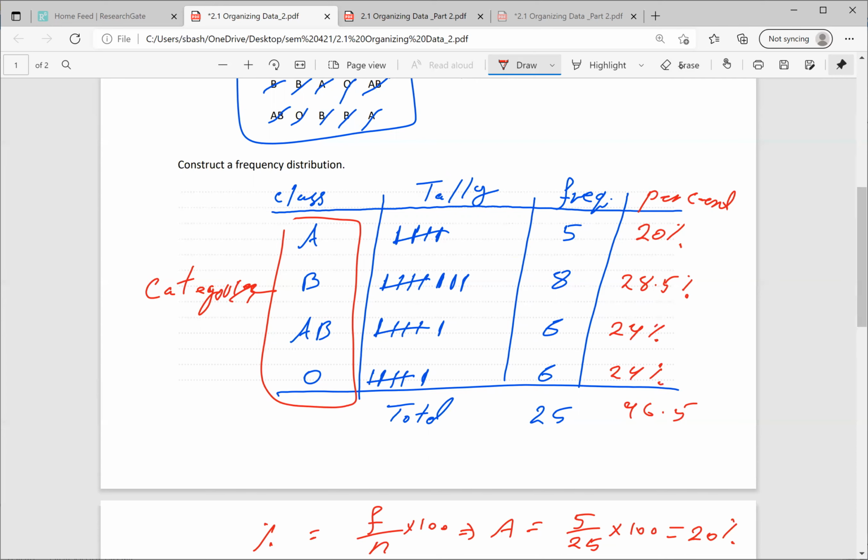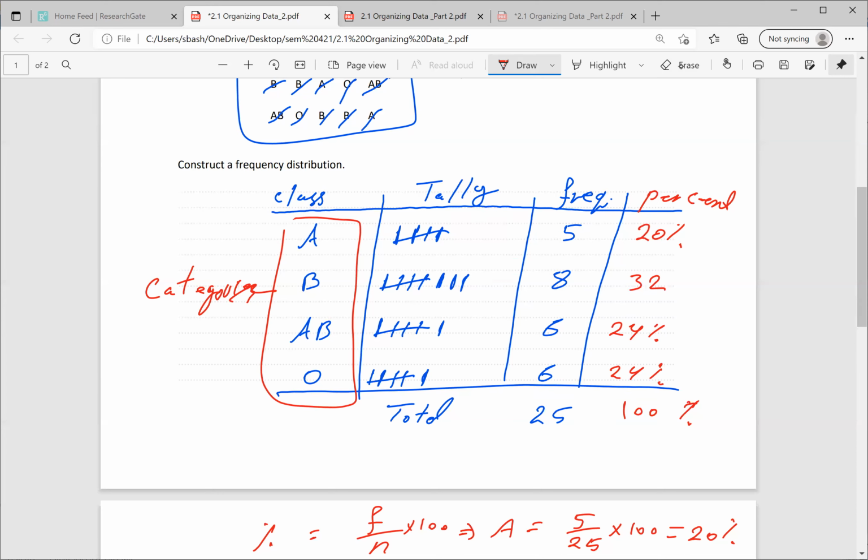I have 8 divided by 25. Sorry, it should be 32. I mistook the third one. It is 32. If we add 32 plus 20 plus 24 plus 24, we will get 100. It is 100%. So this is the frequency distribution.